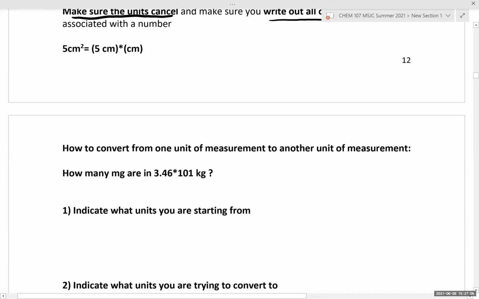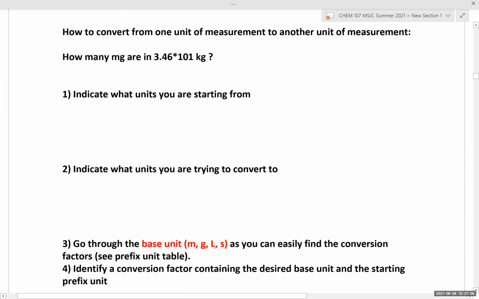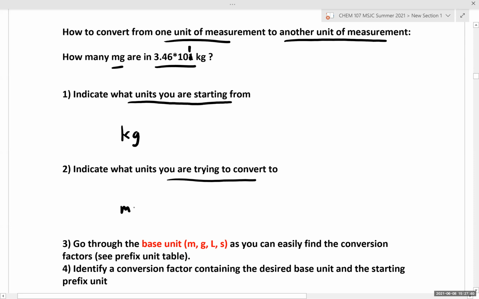So let's do a step-by-step example where we convert from one unit of measurement to another unit of measurement. In this case, we're asked how many milligrams are in 3.46 times 10 to the first kilograms. So this is my procedural method that I use for unit conversions. First, you indicate what units you're starting from. In this case, we're starting from kilograms. We indicate next what units you're trying to convert to. We're trying to go to milligrams. So in our map, we want to go from kilograms to milligrams.